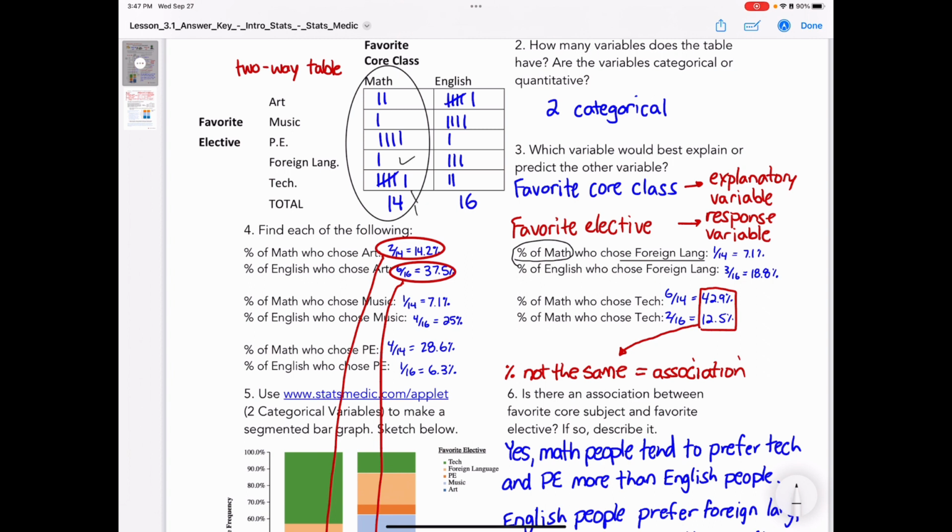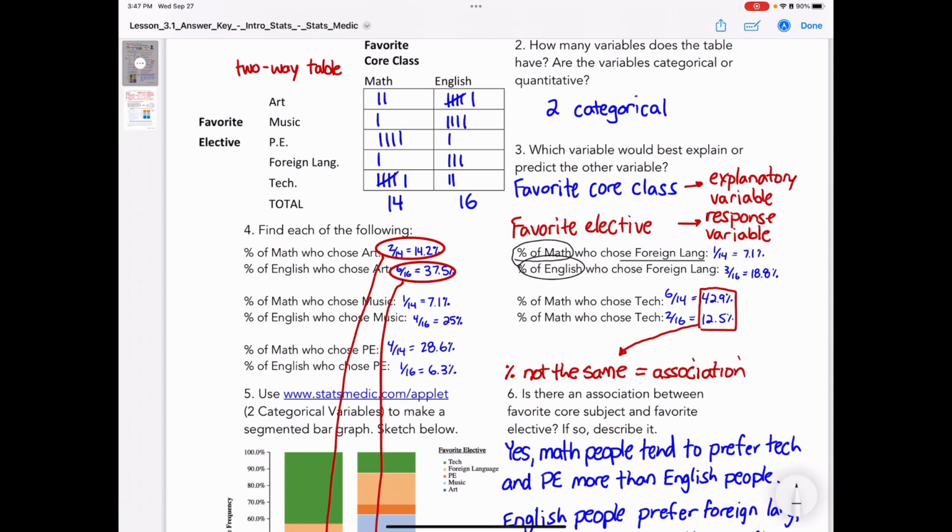The next one says, what's the percentage of English? So of English, just the English who choose the foreign language. And you have 3 out of 16.